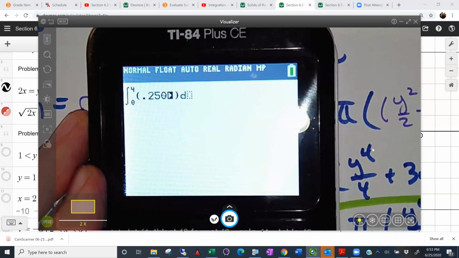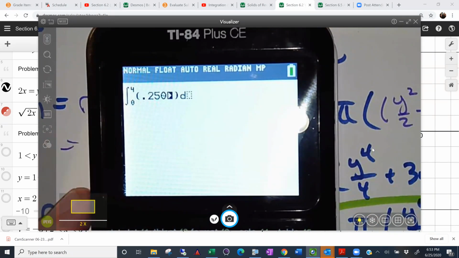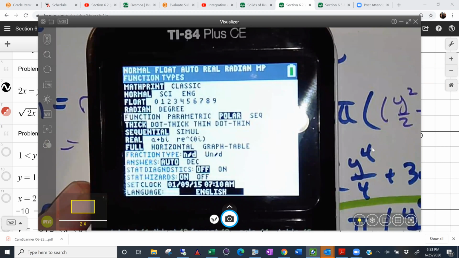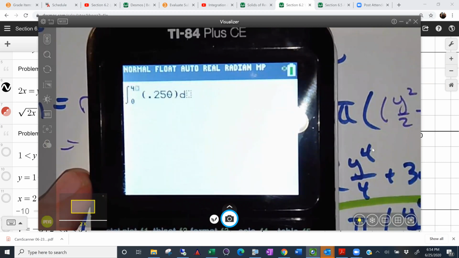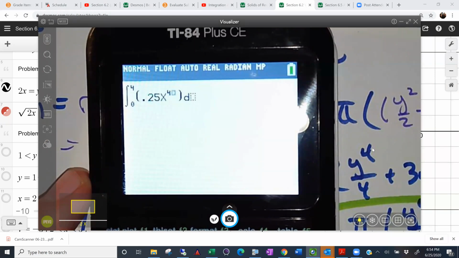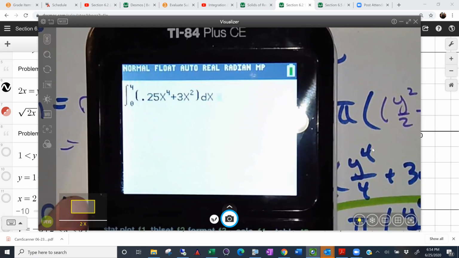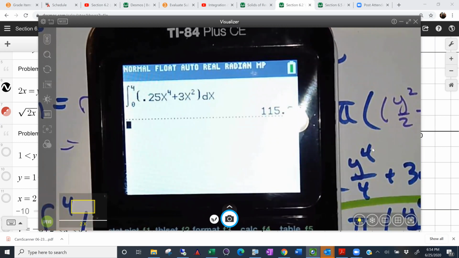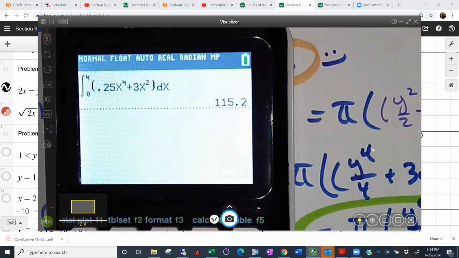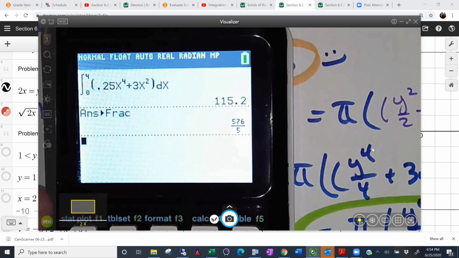We use x's as opposed to y's. Oops, guess I was using this to teach trig. So I got things in polar form. X raised to the 4th plus 3x squared dx. Now leave the pi out, because if you put pi in, it's not going to be able to do this trick for you. Not going to be able to turn it into a fraction.